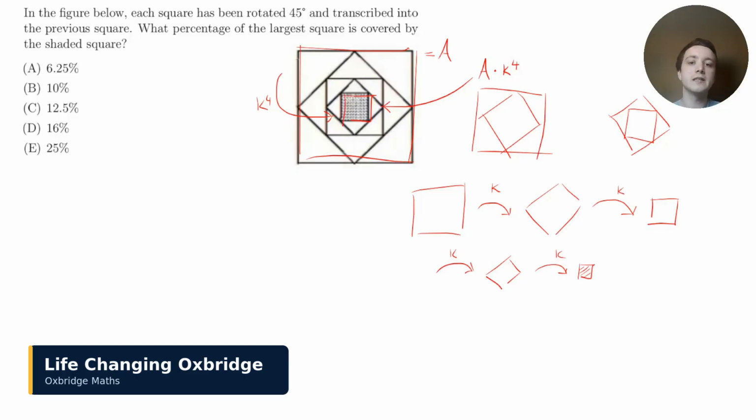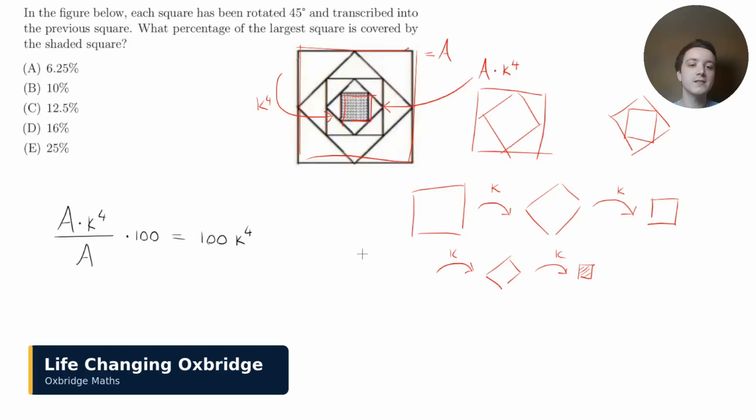Now, when it comes to the percentage of the largest square covered by the shaded square, it's going to be the area of the shaded square, which is a times k to the power of 4, divided by the area of the largest square, which is just a. And since we're looking for a percentage, we're going to have to multiply that by 100. So in total, this simplifies to 100 times k to the power of 4. So we'll be able to complete the question as long as we can find k.